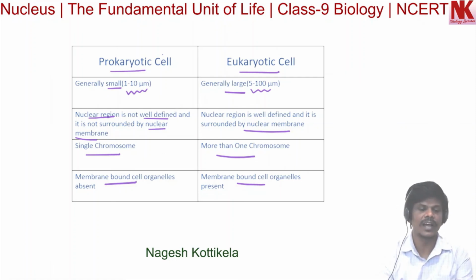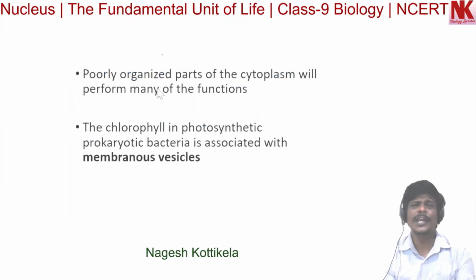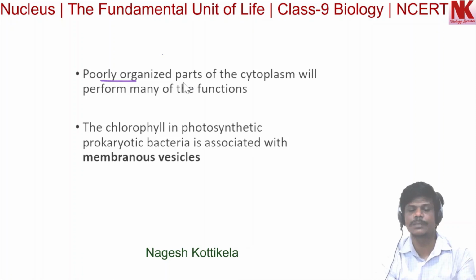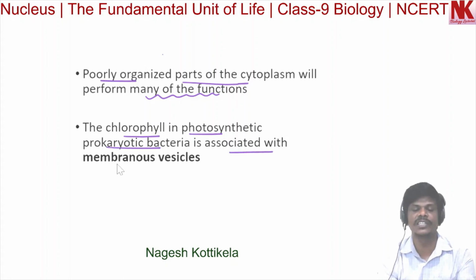Now moving to the next. In eukaryotic cells, the membrane bound cell organelles perform different functions. But in case of prokaryotic cells, the poorly organized parts of the cytoplasm will perform many of the functions of the cell. Now, the chlorophyll in photosynthetic prokaryotic bacteria is associated with membranous vesicles but not with the plastids as in case of eukaryotic cells.